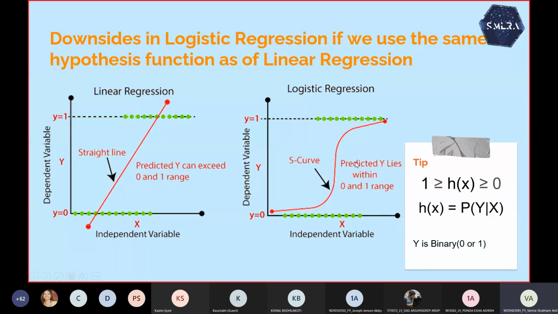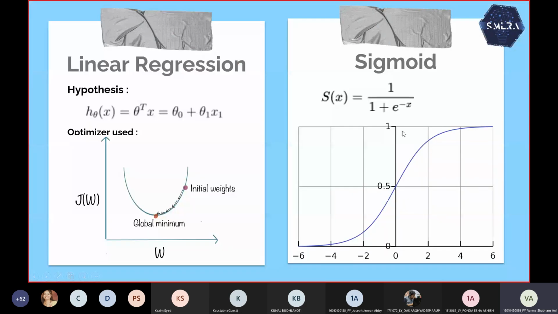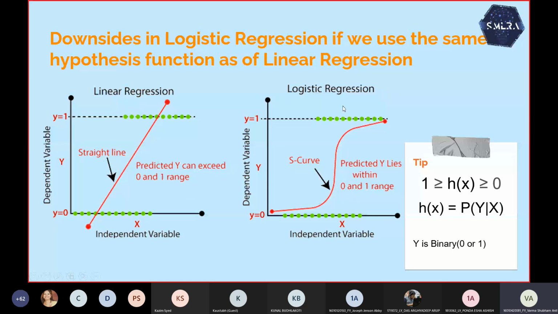If I ask you why, you can give this example: in logistic regression we use the sigmoidal function. So if I put any value of x here, like 102, the output value will still be between 0 and 1. So that's the reason we use the S curve in logistic regression.